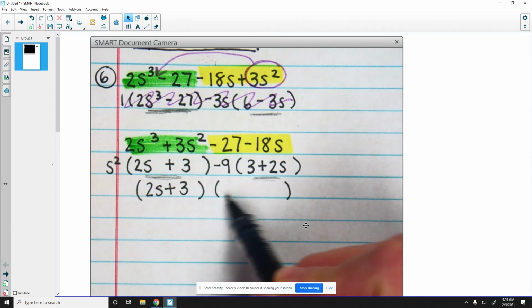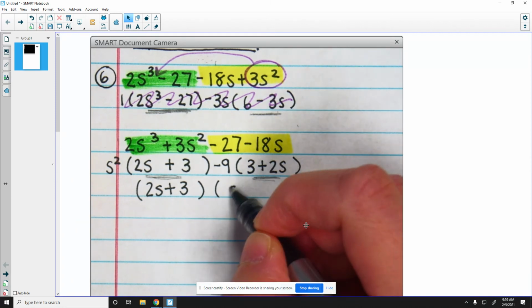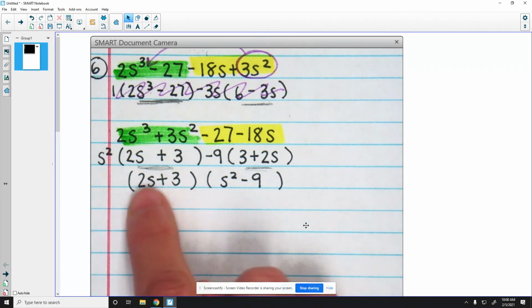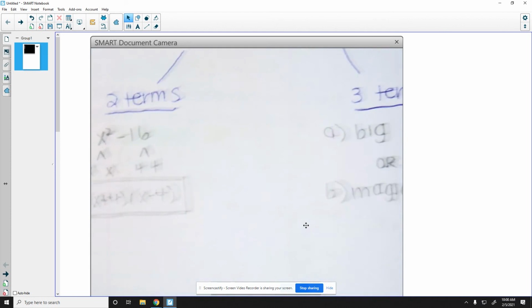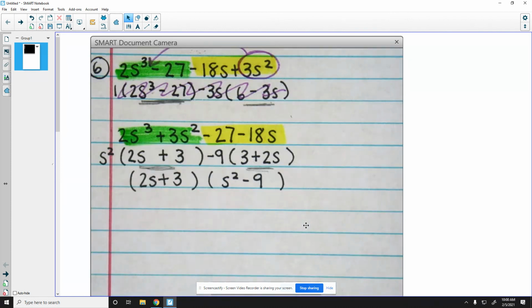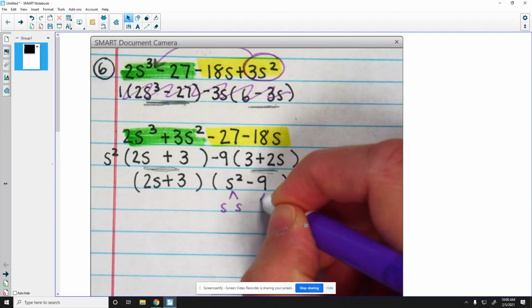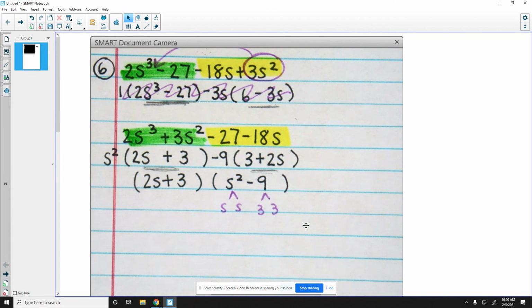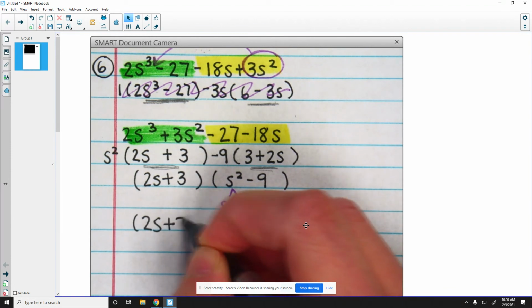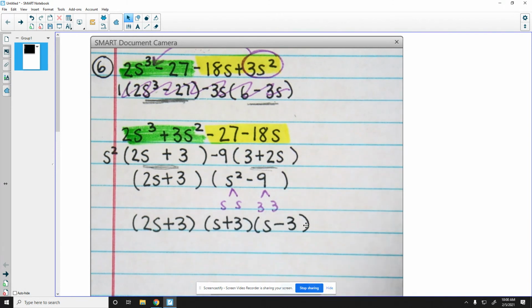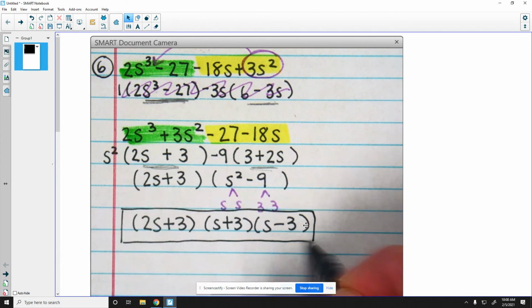All right, the second group of parentheses, what do I write? S squared minus 9. Good. Am I done? Should I box it in or can I keep on factoring it? You can keep factoring it because you have two terms and two terms. Remember, if you have two terms, maybe you can do the tree thing. Which one can I do the tree thing with? The second one, right? Because s squared is s times s. 9 is 3 times 3. Okay, so really my answer is 2s plus 3 and then s plus 3, s minus 3. So this is my final answer.